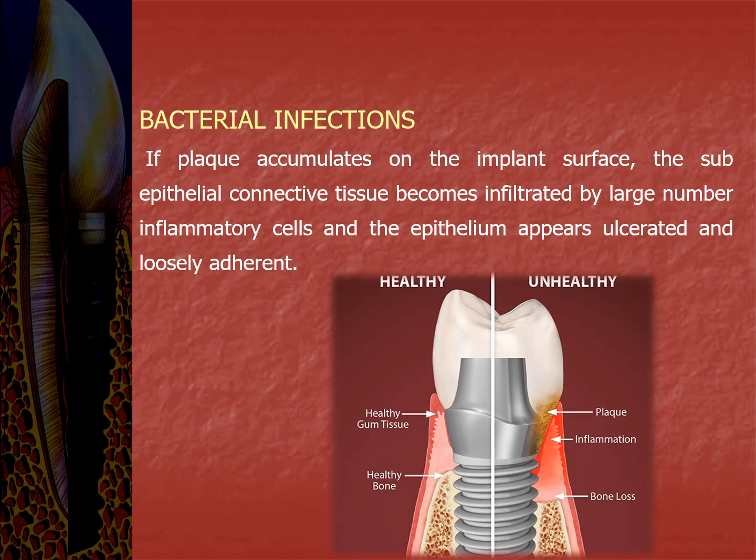First one, the bacterial infections. So most authors compare the peri-implant diseases to periodontal diseases because they are primarily plaque induced. So if plaque accumulation happens on the implant surface, the subepithelial connective tissue becomes infiltrated by a large number of inflammatory cells and the epithelium appears ulcerated and loosely adherent, as seen in the picture.